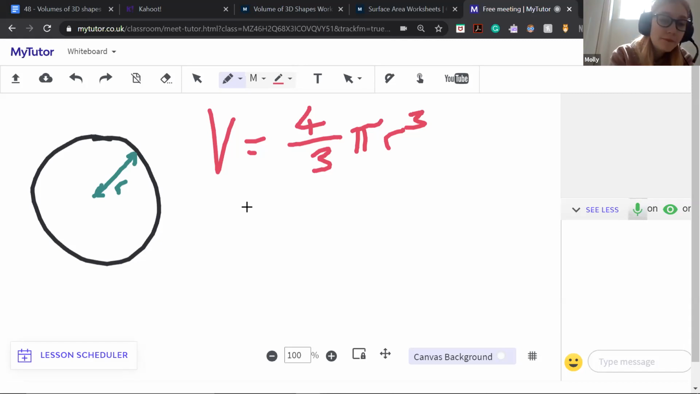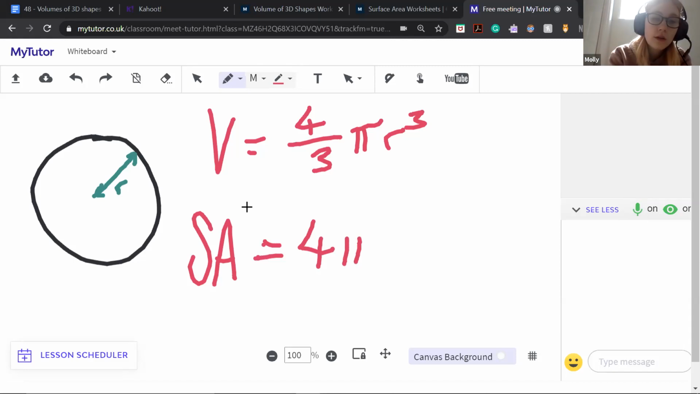The surface area is 4 pi r squared. There's no real way of kind of memorizing these. You might get given them in an exam on the formula sheet. But I guess just, yeah, you'll just get used to using them and stuff.